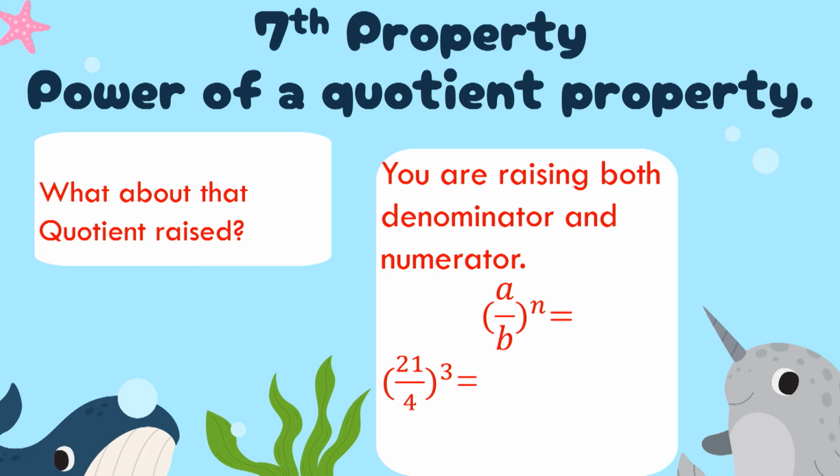All right, let's go to number 7. Power of a quotient property. What about the quotient raised? Okay, so now we are raising both the denominators and the numerators. So Ms. Killen, what does that look like? That shows us that a to the nth and b to the nth.